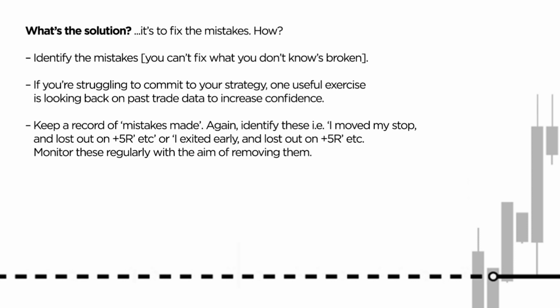Also, keep a record of mistakes made. Again, identify these, i.e. I moved my stop and I lost out on 5R, or I exited early and I lost out on, let's say, 3R, etc. And monitor these regularly with the aim of removing them now before they cause any more damage.